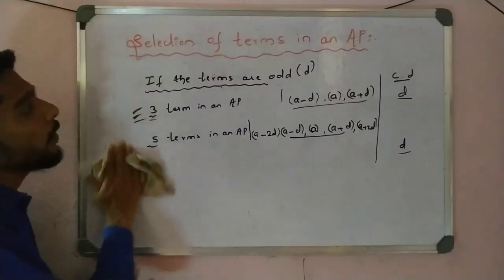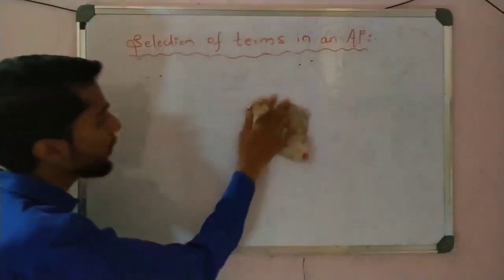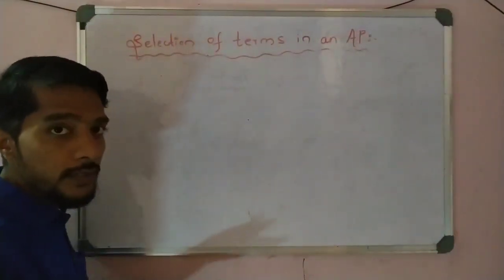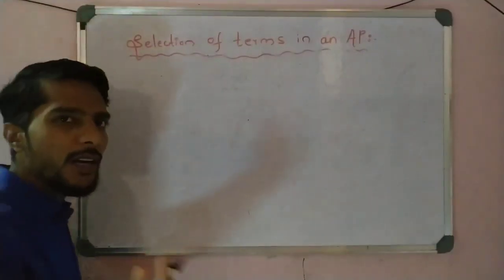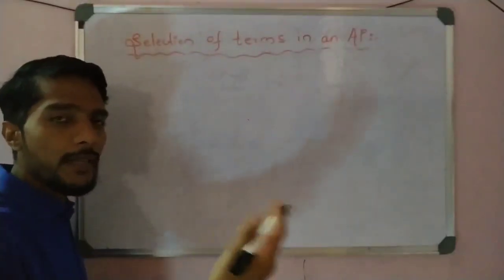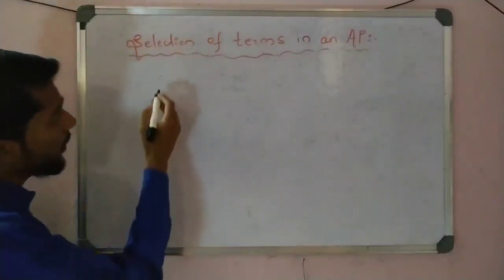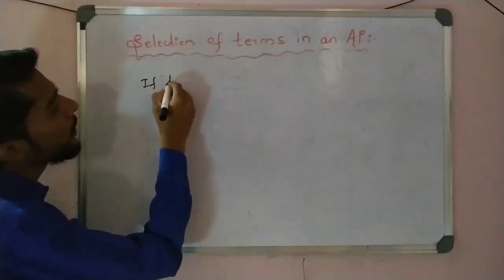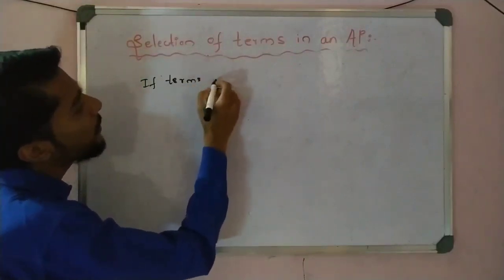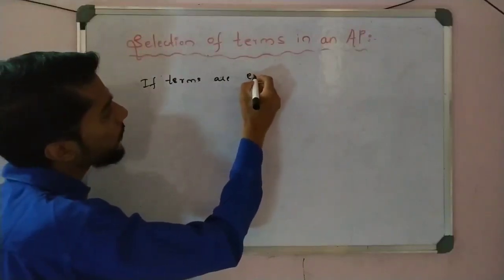Right, now let us see if the terms are even, meaning 4 and 6. Here 2 is not there; start from 3: 3, 4, 5, 6, 7. I cannot record 7 here; in class 11 we can learn about 7. It is the same concept, again with a difference d. Next, see if the terms are even.